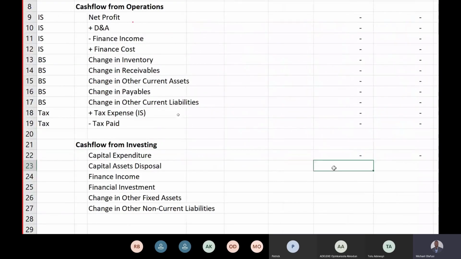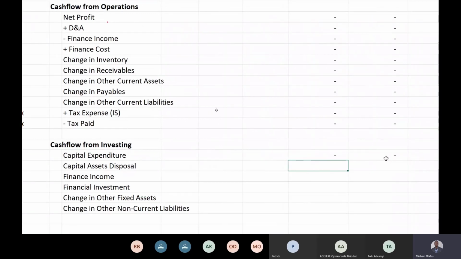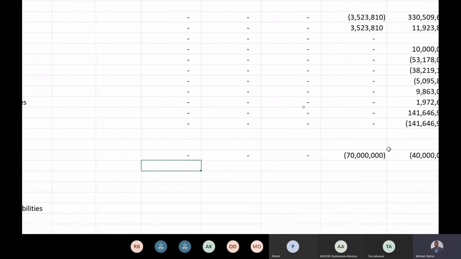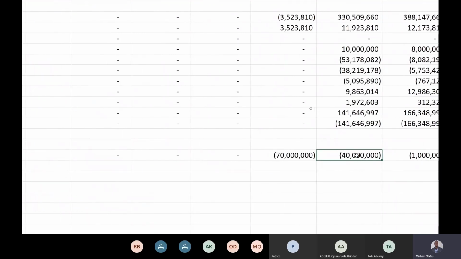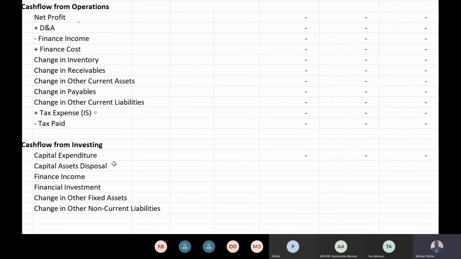Then disposal. Actually, the company didn't dispose of anything. So that's why here we can write it. But in real life, whenever they dispose of, this would not have been a minus, this would be a plus. And whenever this is a plus, we know that's a disposal. And whenever it's a minus, it's an acquisition, Capex expense.